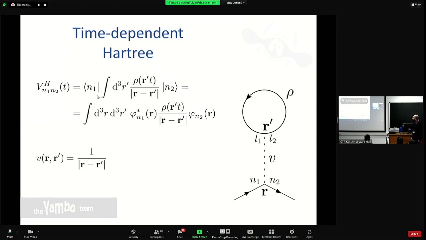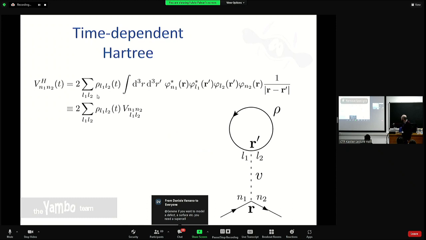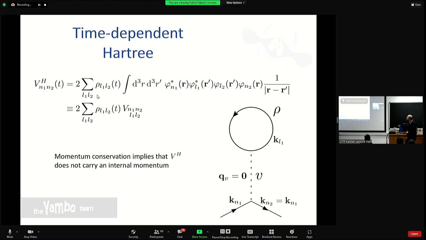We can just replace here the single particle basis expression for the density. So this goes out of the integral, and we just get basically the density matrix product with the matrix element of the Coulomb interaction. Keep in mind that because of momentum conservation, this term will be only evaluated at 0 momentum, or the momentum of the incoming field at the end of the calculation.